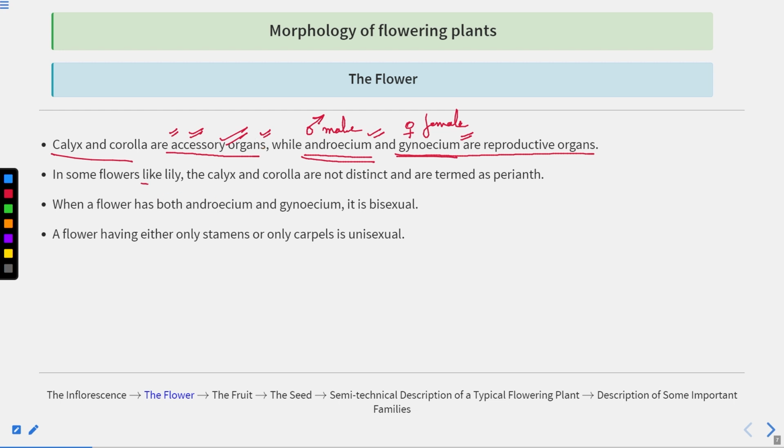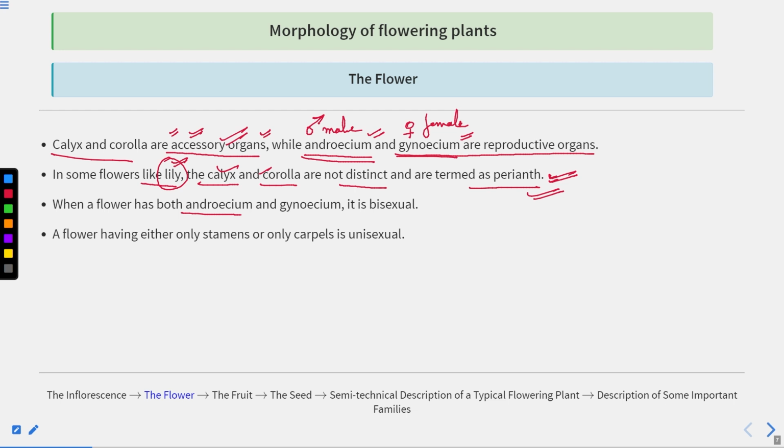In some flowers like lily, the calyx and corolla are not distinct and are termed as perianth. In the case of lily, the calyx and corolla are joined together and there is just one single whorl. So basically they have three different whorls: perianth, then androecium, and then gynoecium. There is no differentiated calyx and corolla. They are joined together and called perianth, and this you can see in the lily plant.